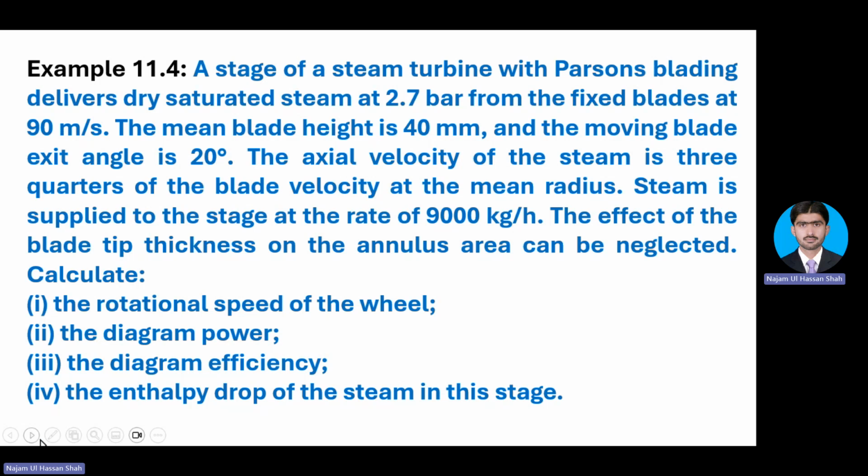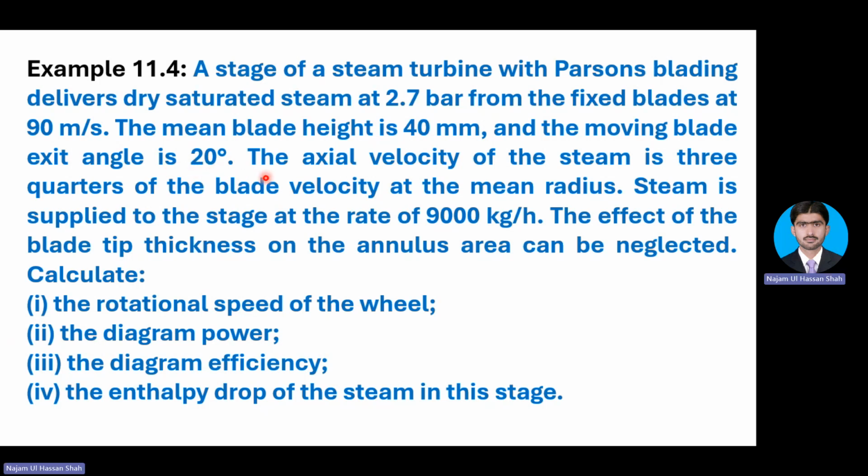Here is an example numerical problem related to reaction turbine. This is example 11.4 from the book of McConkey. A stage of steam turbine with Parsons blading delivers dry saturated steam at 2.7 bar from the fixed blades at 90 meter per second. The mean blade height is 40 millimeter and the moving blade exit angle is 20 degree.